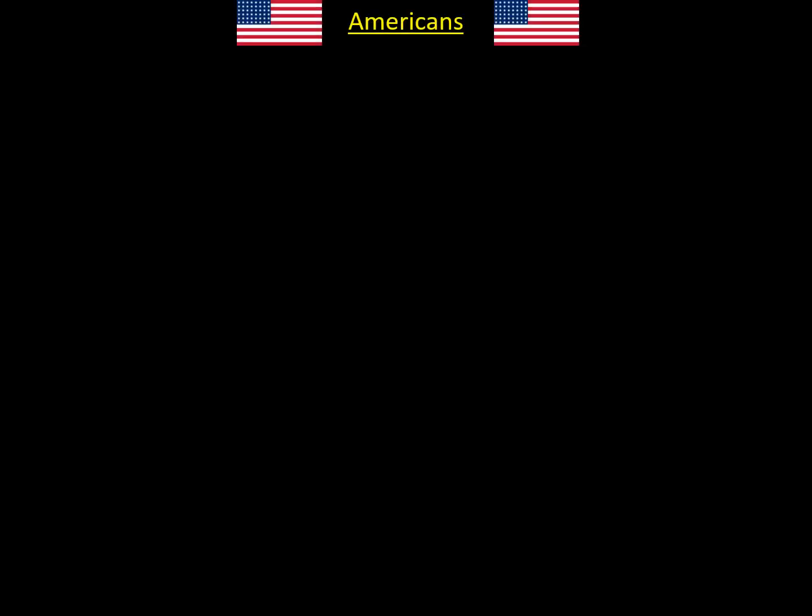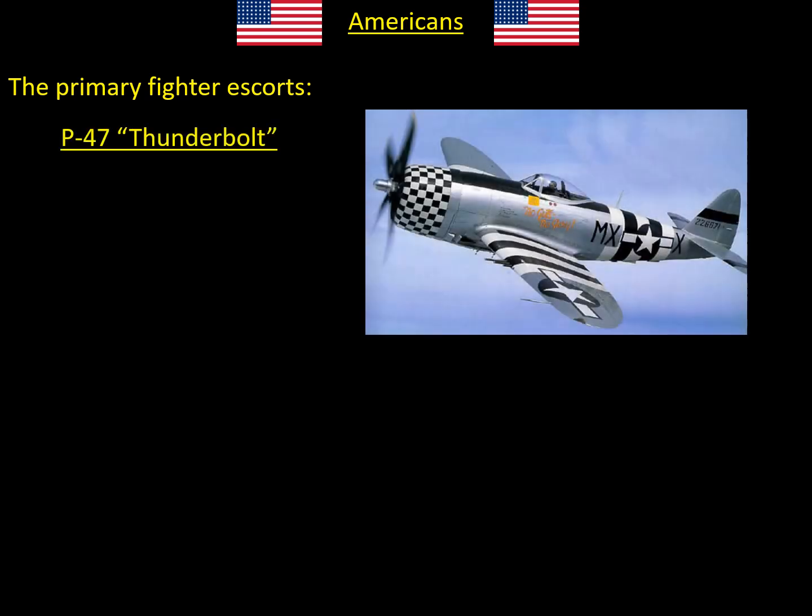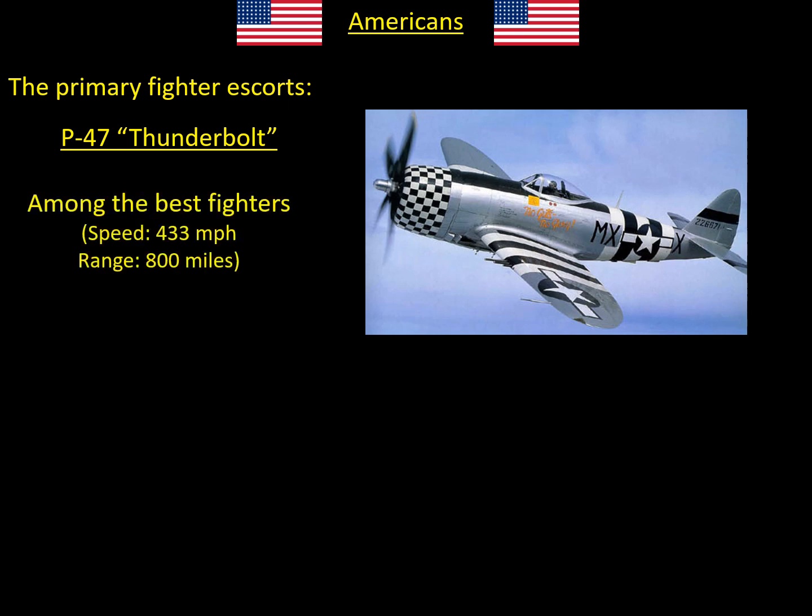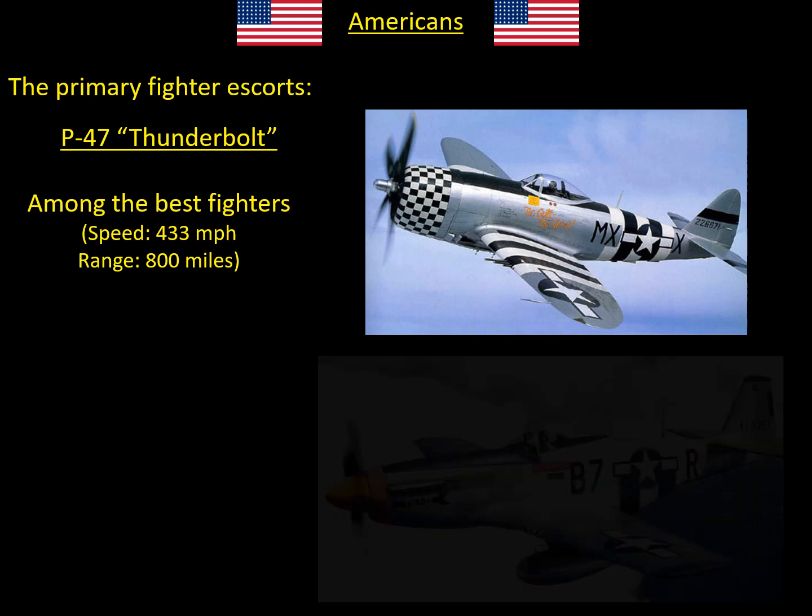Now we're going to look at the American planes, primarily the fighter planes that would escort the bombers over Germany. Their mission was to keep the German fighter planes from shooting down the American and British bombers. Now, the Americans had 2 primary fighter planes. The P-47, called the Thunderbolt, was among the best fighters produced in the war. Had a speed of 433 miles per hour and a range of 800.